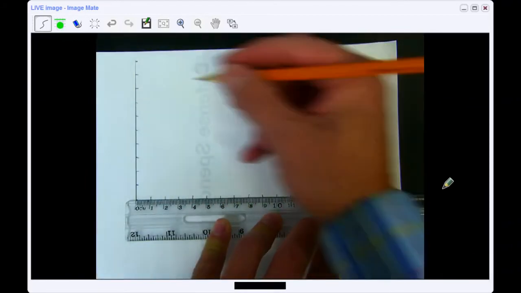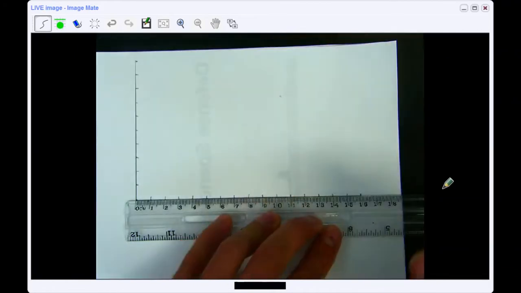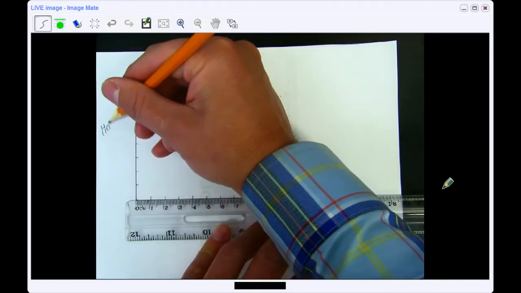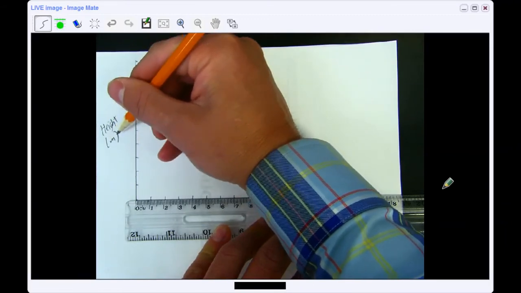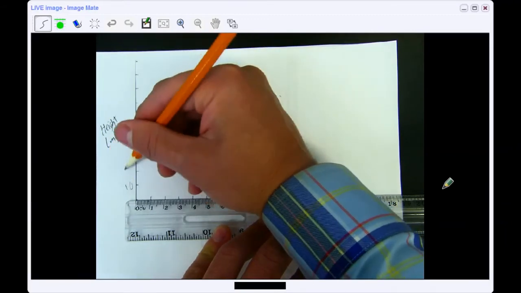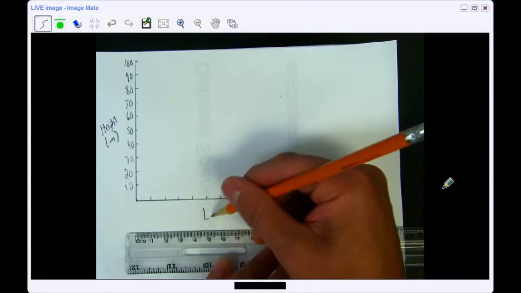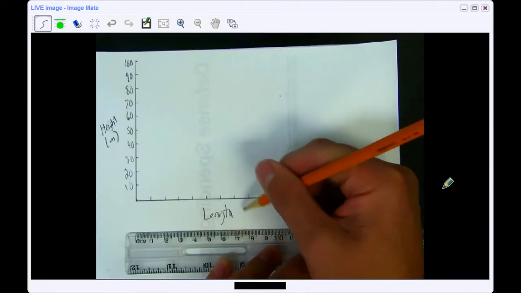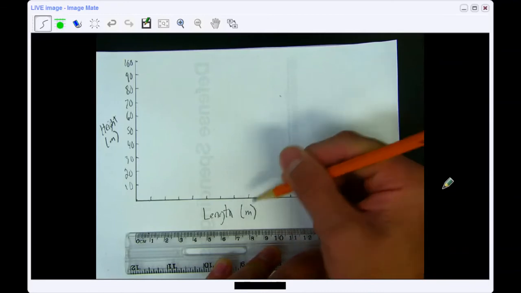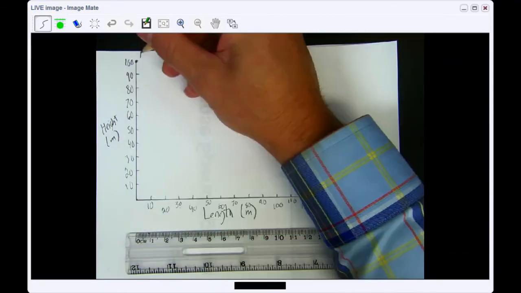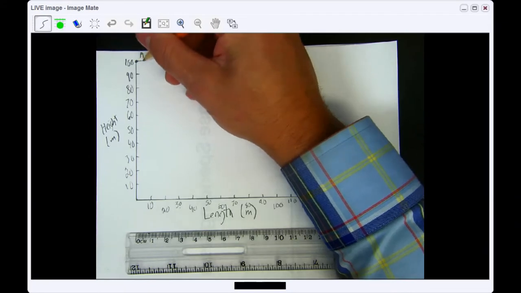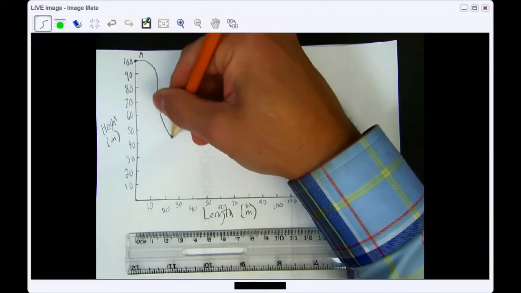Okay. I'm going to label these. This is height in meters: 10, 20, 30. Length, also in meters: 10, 20, 30. And I'll come down here.